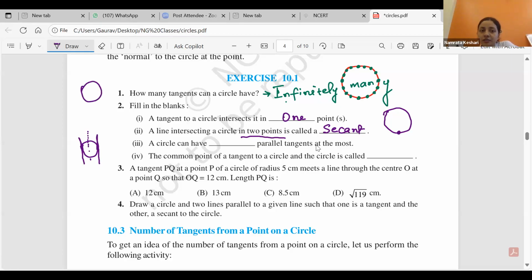Okay, tangents, but they have to be parallel. So at most two at a time we can draw, yes or no? Yes, ma'am. Okay, at most two parallel tangents can be drawn at a time. That's what is written over here. Next one, the common point of a tangent to a circle and the circle is called the point of contact.